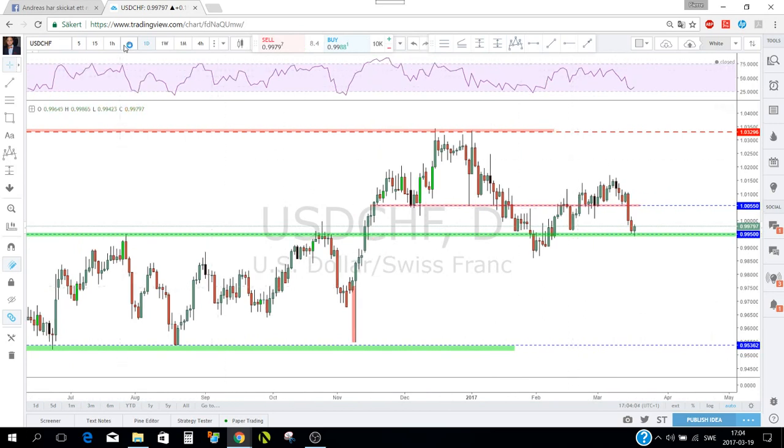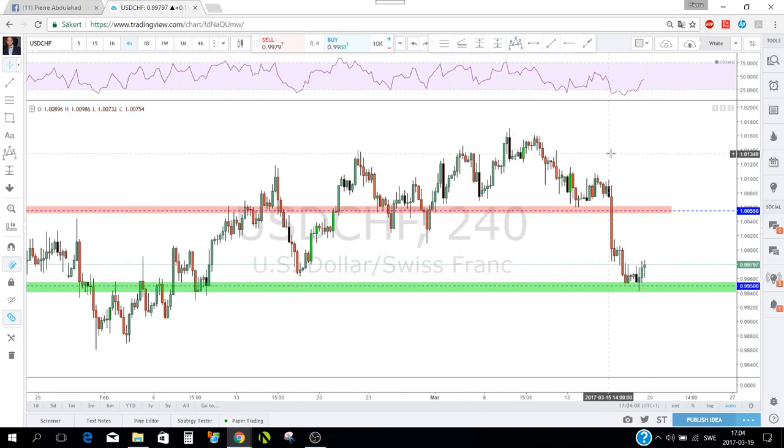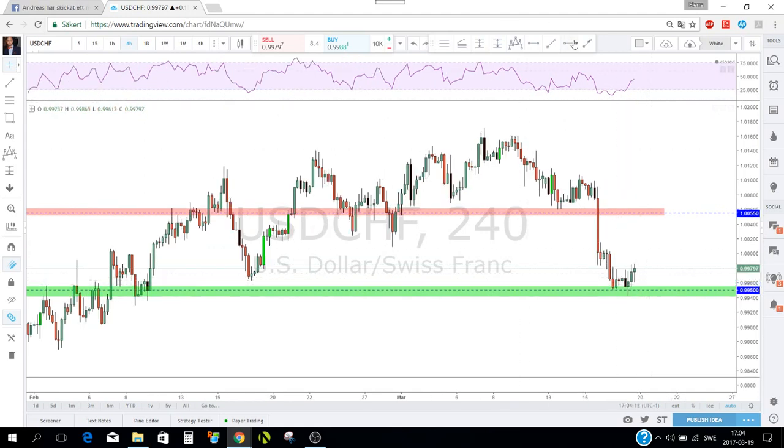USD Swiss, the level I'm looking at is actually where price is right now, and we had this divergence on the RSI also, but maybe we'll be looking at a lower time frame, go down to the 1 hour, wait for another retest of this structure to try to find an entry reason for a long, for a retest of these lows back down here maybe.